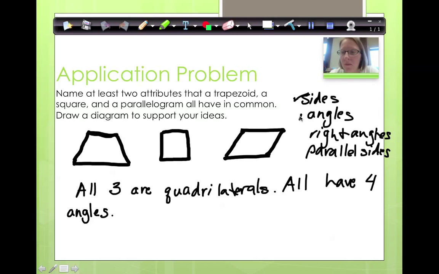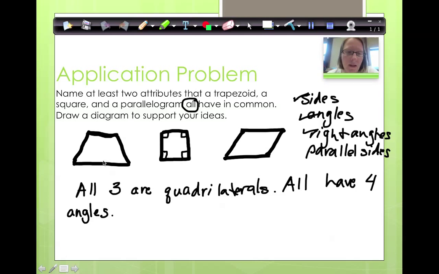Now, right angles. Do they all have right angles? This doesn't have right angles. This one has 4 right angles. This one doesn't have any right angles. So that's not the same, is it? They don't all, because it wants to know what all have in common. So I can't say anything about right angles, but I checked, so I'm going to check it off. Parallel sides.